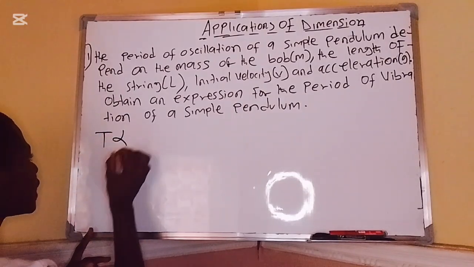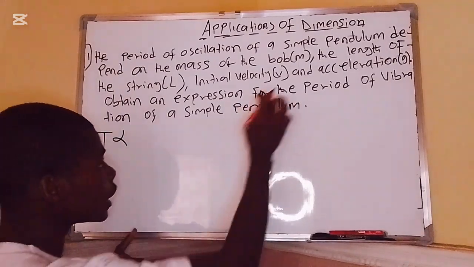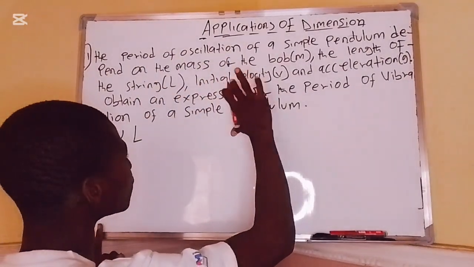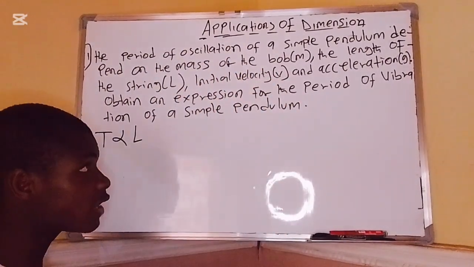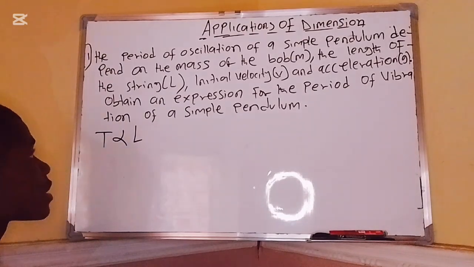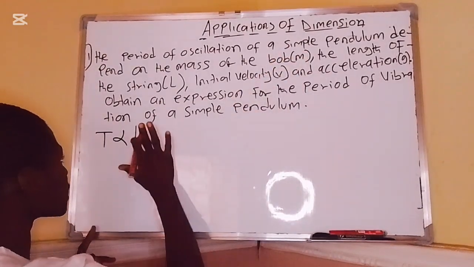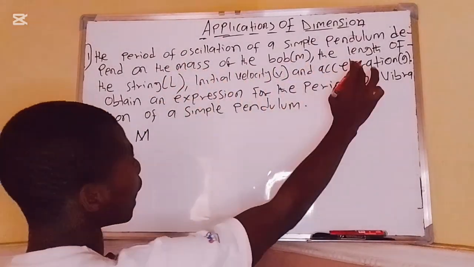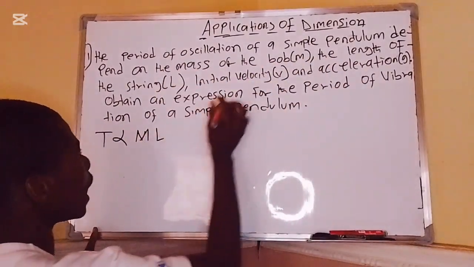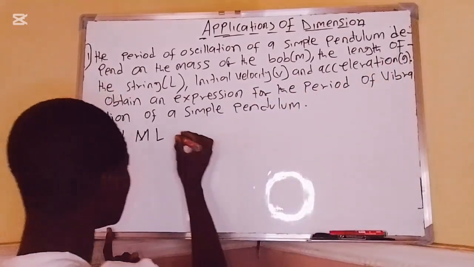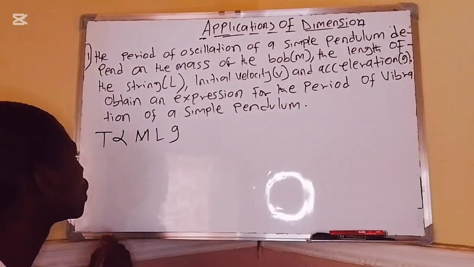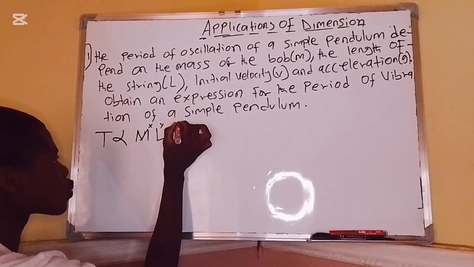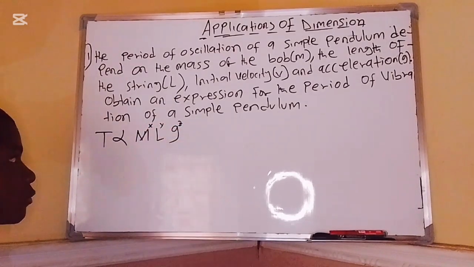So T is directly proportional to what? They give us the length, which is L, multiplied by the initial velocity. And the initial velocity is 0. But we have mass first. We have mass and the length and initial velocity, which is 0, and we have g. Therefore, we put this as x, this as y, this as z.